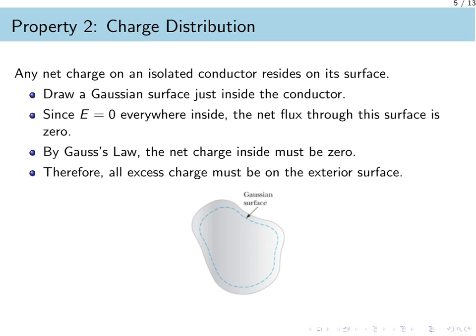According to Gauss's law, if the net flux is zero, the total net charge enclosed by the surface must be zero as well. This tells us that no excess charge can exist within the bulk of the material, so all excess charge must be distributed on the exterior surface.